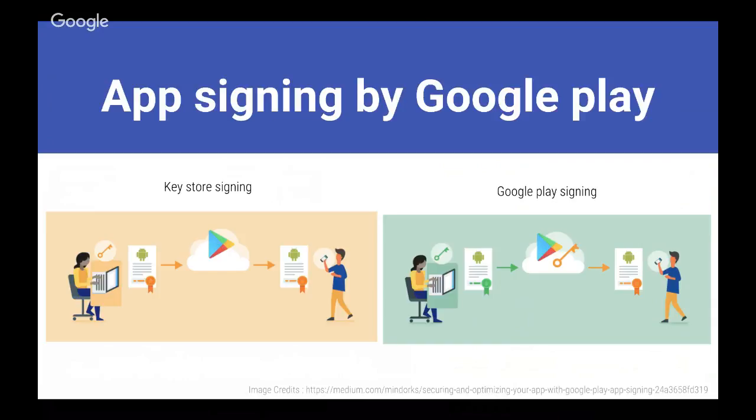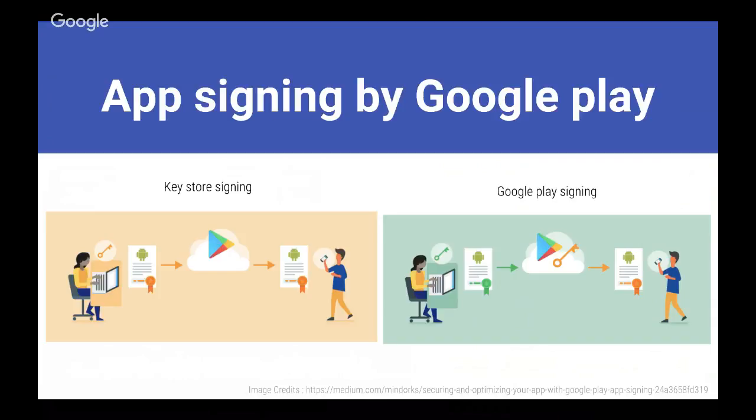I've taken two pictures here to explain Google Play signing. The one on the left, the orange one, is how you are doing it right now. You have your own key store. You create an app, create an APK, and sign it with the key store. You send it to Play Store, and the Play Store serves that APK down to all your users. Standard format.